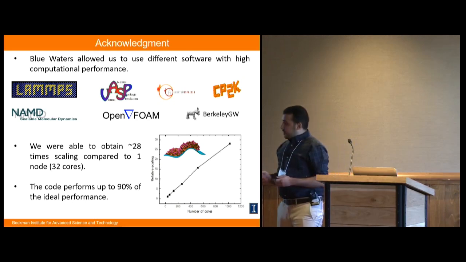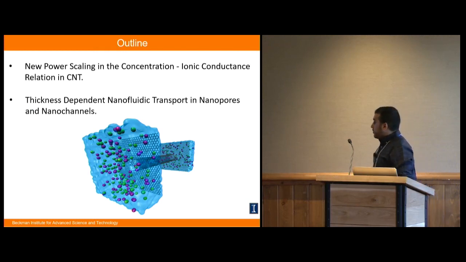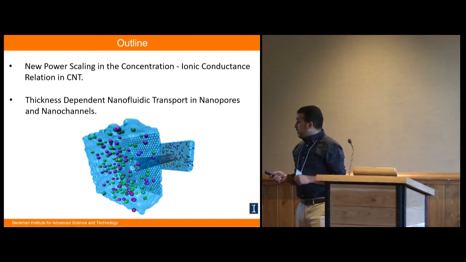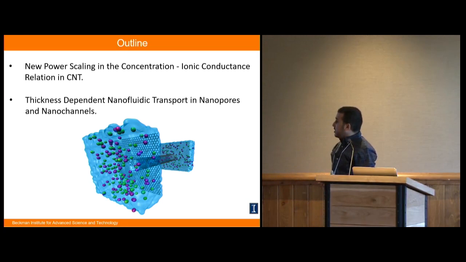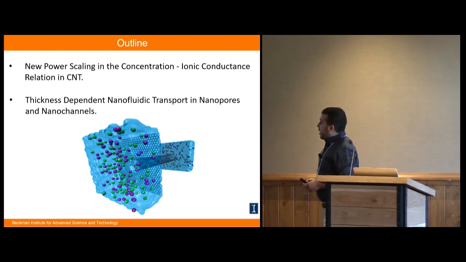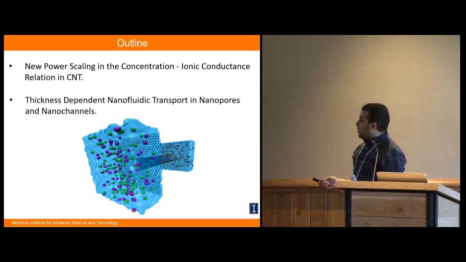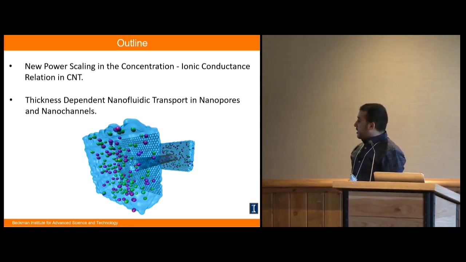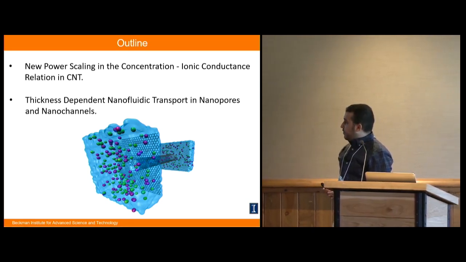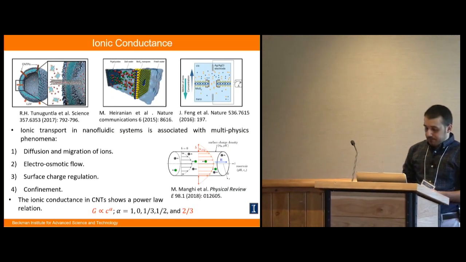Now, with this overview, I will jump to talk about our two projects for today. So in the first part, I will be talking about new power scaling and the relation between the ionic conductance and the ion concentration, which is related to the high velocity in carbon nanotube, CNT. And then in the second part, I will focus more on the velocity inside the carbon nanotube, where I will be discussing the thickness dependence of fluidic transport in nanopores and nanochannels. So let's begin with the first part.